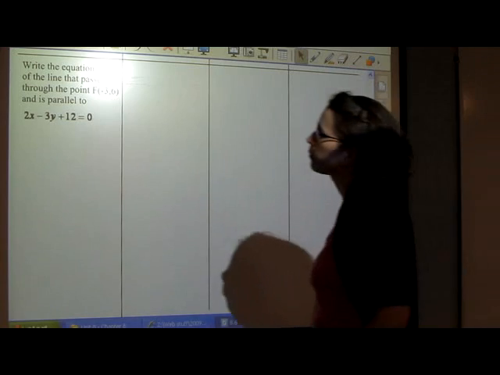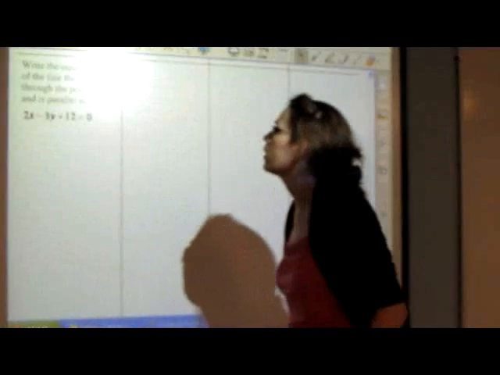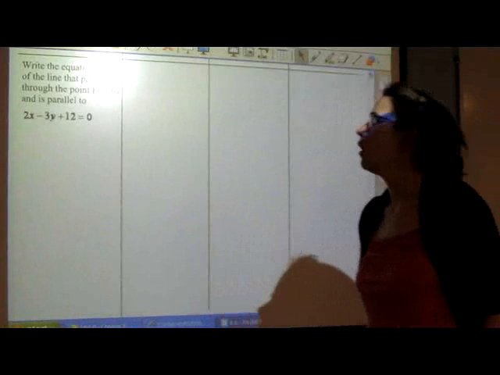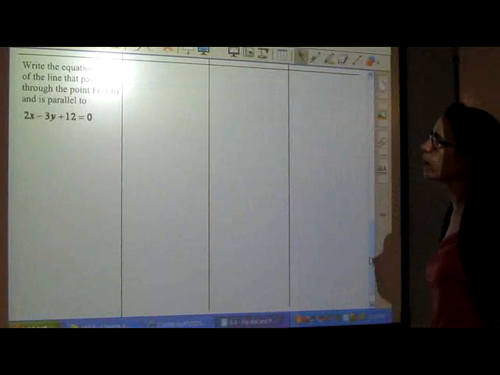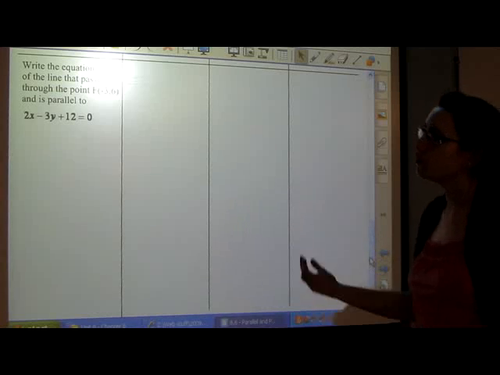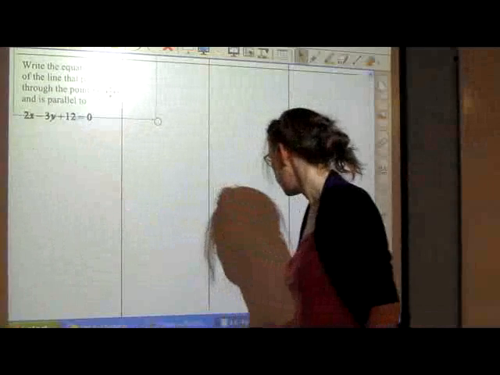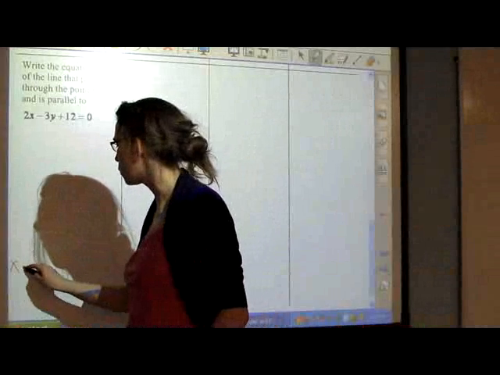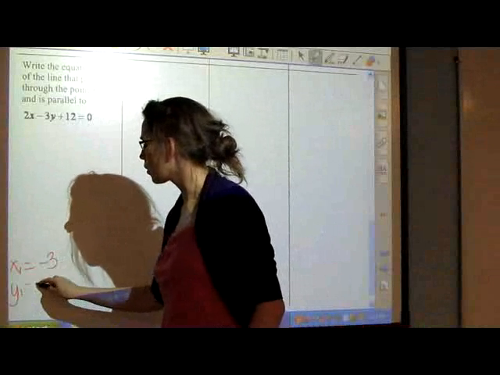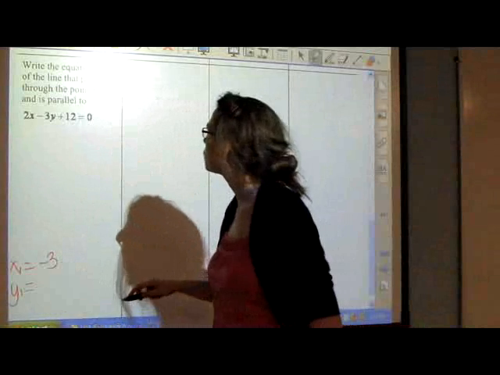Last example to work through. We have: write the equation of the line that passes through the point F, which is negative 3, 6, and it's parallel to 2x minus 3y plus 12 is equal to 0. So we have our point that we're going through, which tells us that our x1 is equal to negative 3, and our y1 is equal to 6.